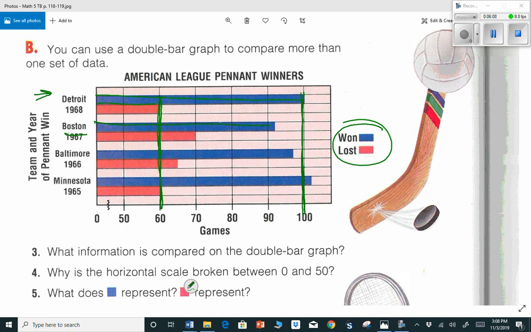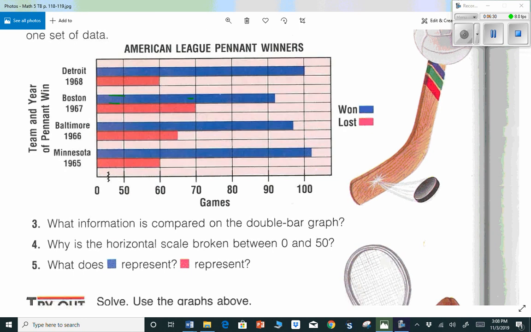Then this next section shows that in 1967, Boston won. Well, how many games is that going to be? Between 90 and 100. Not halfway there, not halfway between. It's less than 95. I'd go with 92 games that Boston won in 1967. All right, I think this double bar graph is a little bit difficult to understand. Let's see if you can answer the questions.